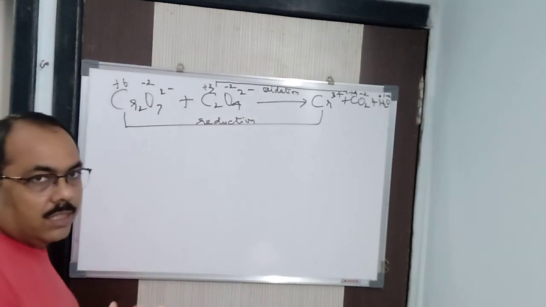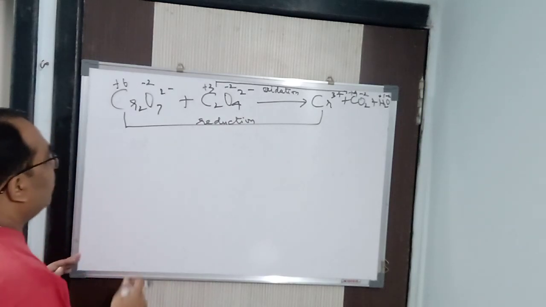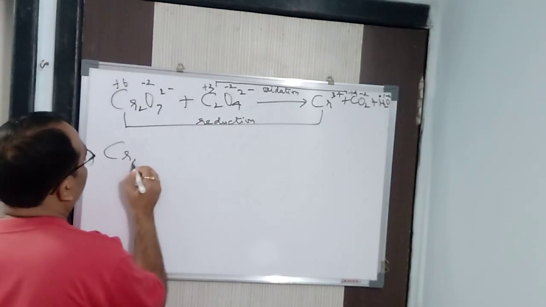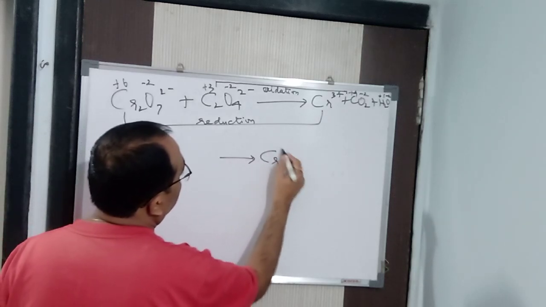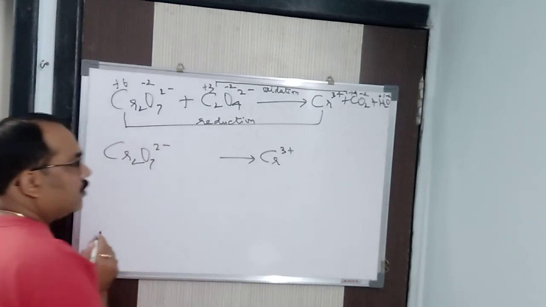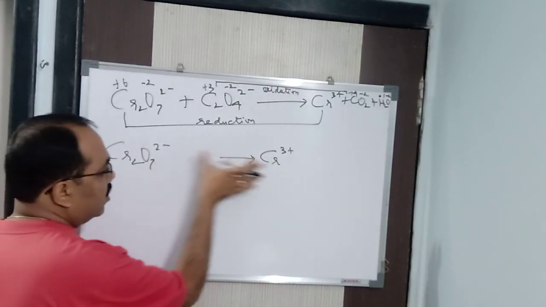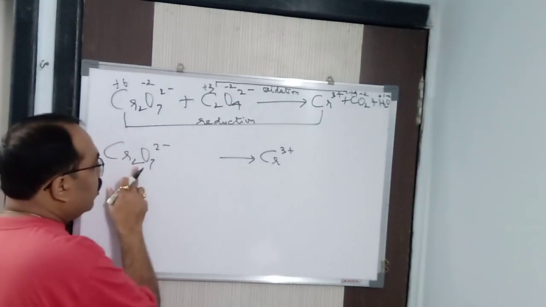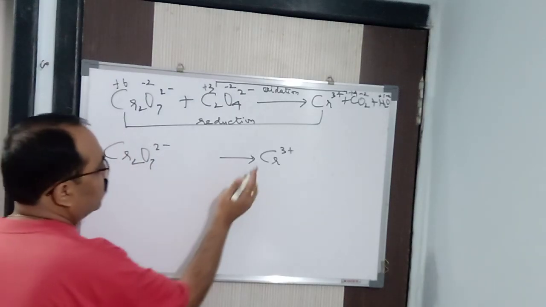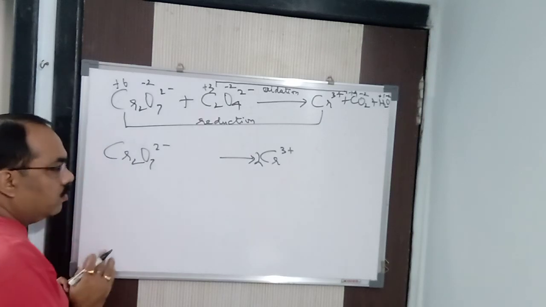Now I will balance it by the half reaction method. So first let me go for Cr2O7 2 minus giving 2 Cr3 plus. First the reduction half reaction, then the oxidation half reaction. So first I will balance the chromium. Chromium is 2, so I will put 2 here.